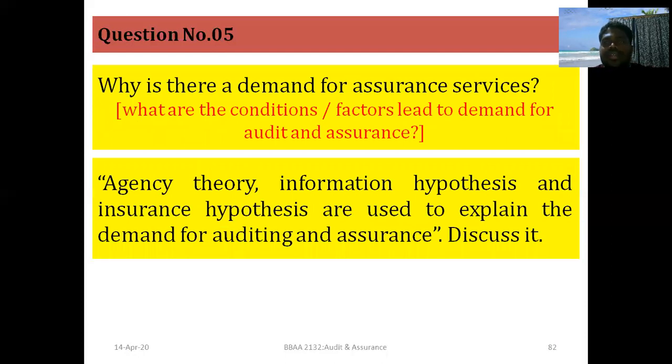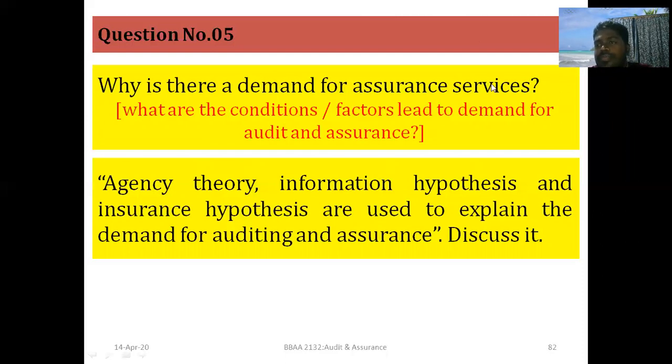This is another nice question. Okay, this should be the last question. Why is there a demand for assurance services? Simply the question. This is also a somewhat indirect question. Why is there a demand for assurance services?